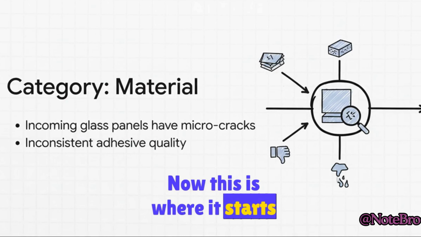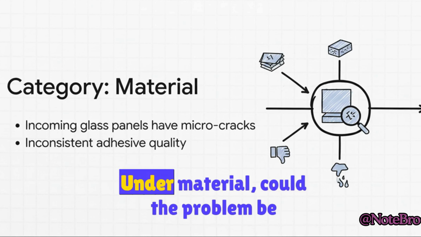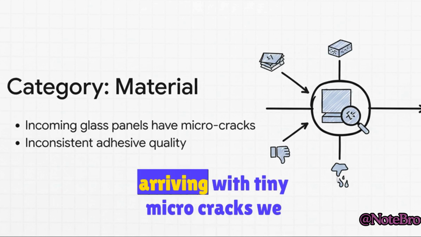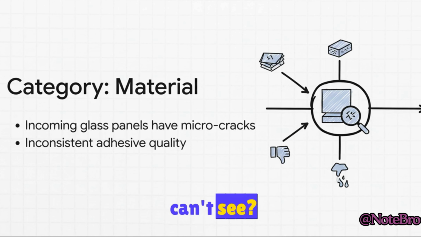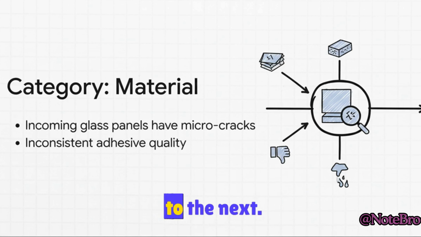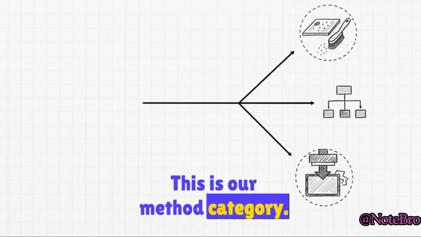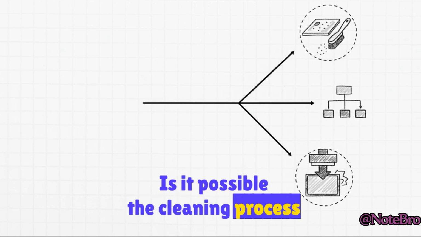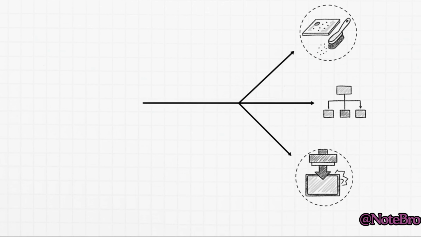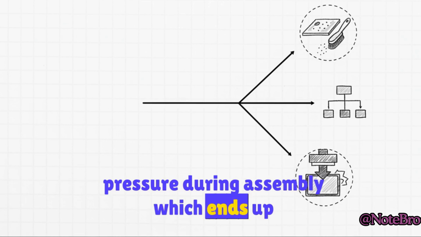Now, this is where it starts to get really interesting, because we can look upstream, beyond our own factory. Under material, could the problem be with our suppliers? What if the glass panels are arriving with tiny micro cracks we can't see? Or maybe the adhesive we're using has inconsistent quality from one batch to the next. What about the process itself? This is our method category. Is it possible the cleaning process right before lamination isn't working well and it's leaving behind tiny particles? Or what if the procedure itself calls for the wrong amount of pressure during assembly, which ends up stressing the glass?